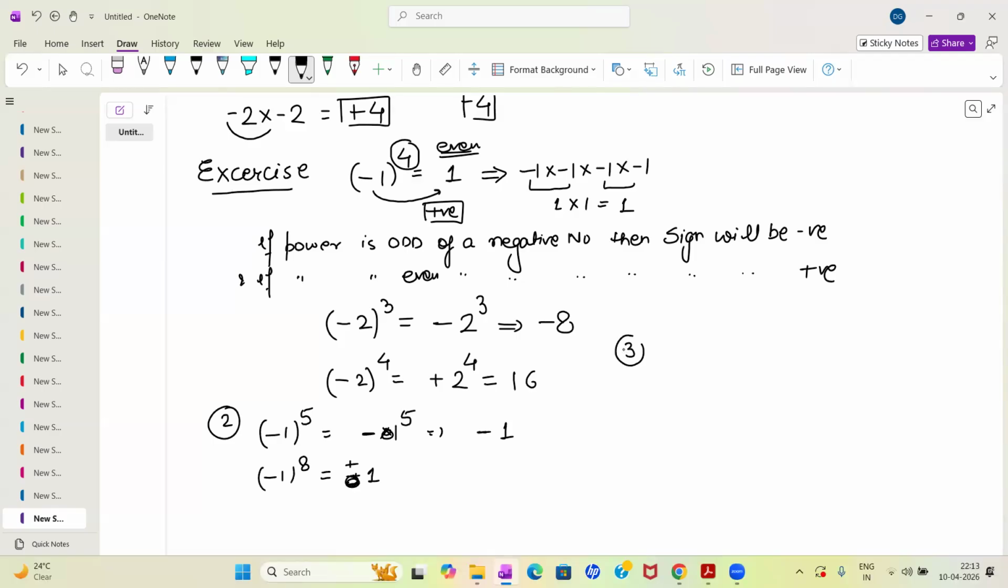Question number 3 is minus of minus 1 to the power 8. Now, here the bracket is minus 1 and the power is even. So the answer is plus 1. But outside this bracket, this negative is put. So if you multiply the minus into plus, the answer is minus 1.